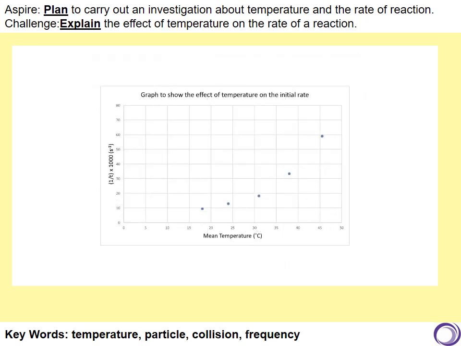Plot mean temperature in degrees Celsius on the x-axis versus 1/time × 1000 on the y-axis. Your graph should look like this. As you can see from the graph, a small increase in temperature results in a large increase in rate of reaction. This is because at a higher temperature, there is an increased number of particles that have energy greater than or equal to the activation energy.